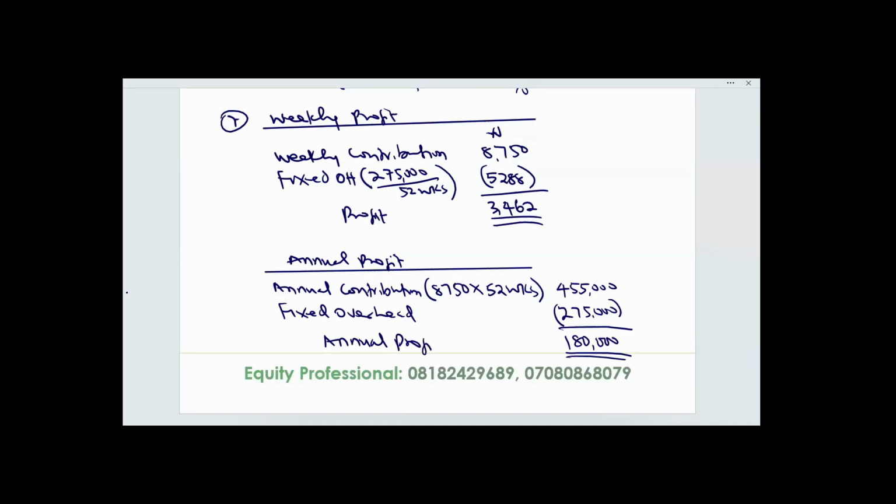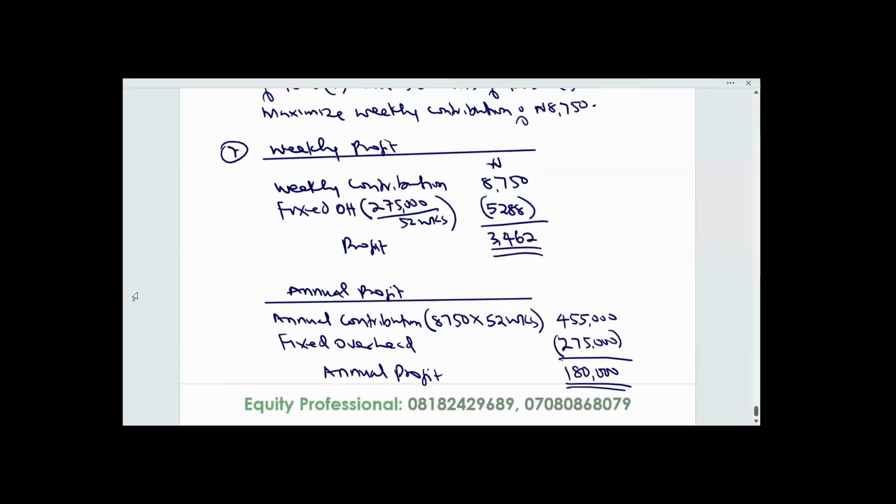So this is the annual profit. You are at liberty to either calculate weekly profits or annual profits. Whichever one you do, the examiner will mark for you. But if you do weekly, it's better. All right, so that's that.